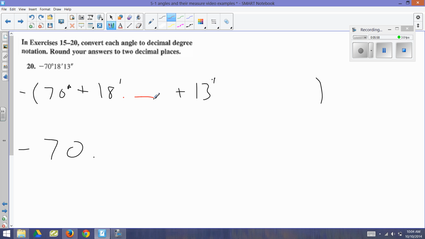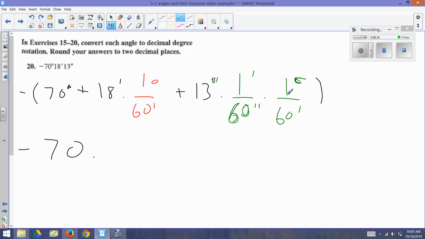18 minutes. Minutes on the bottom. Degrees on the top. 60 minutes, 1 degree. So I'll put that in my calculator in a minute. And then this one right here, this was seconds. So I have 60 seconds is 1 minute. And then minutes on the bottom, degrees on the top. Must be a degree mark. I have 60 and 1. So let's put that in the calculator.